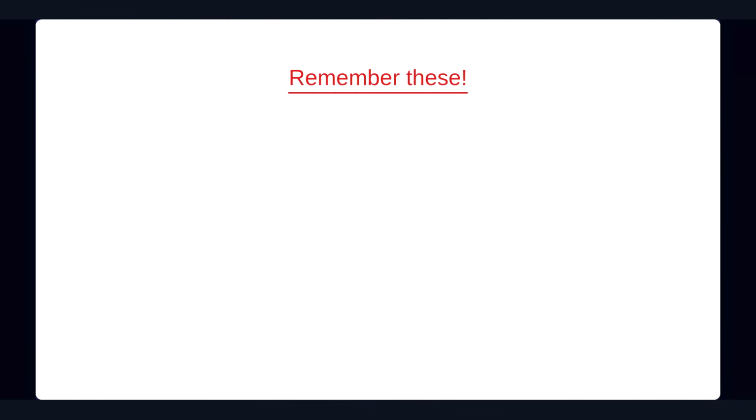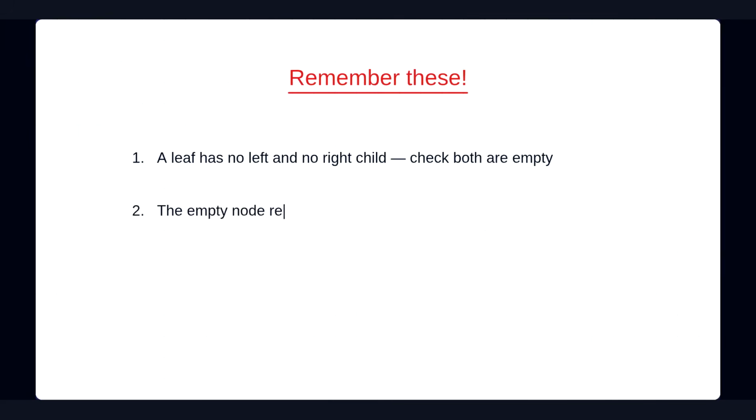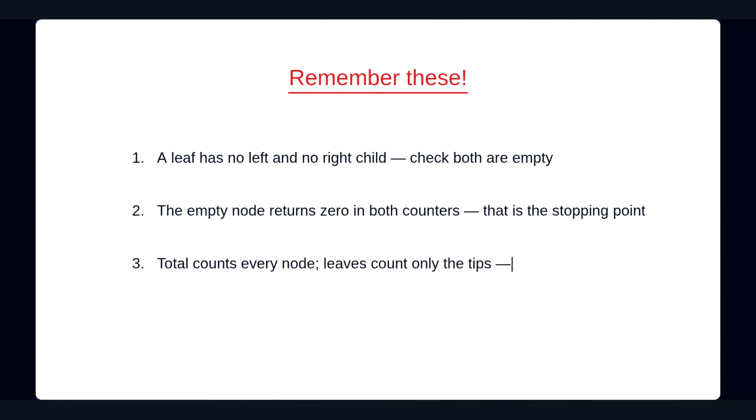3 reminders. First, a leaf is a node where both the left and the right child are empty, so check both. Second, the empty node returns 0 in each counter, and that is what stops the recursion. And third, keep the 2 ideas separate. The total counts every node, while the leaf count only counts the tips of the tree.